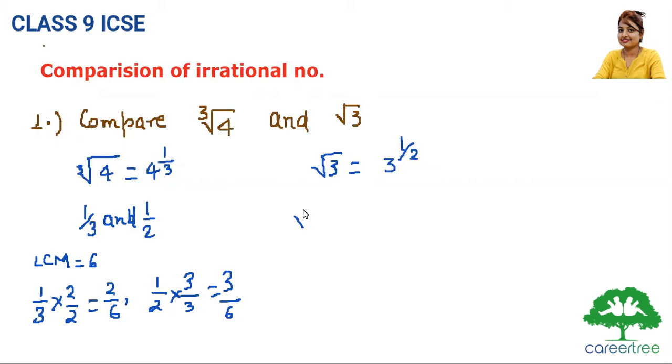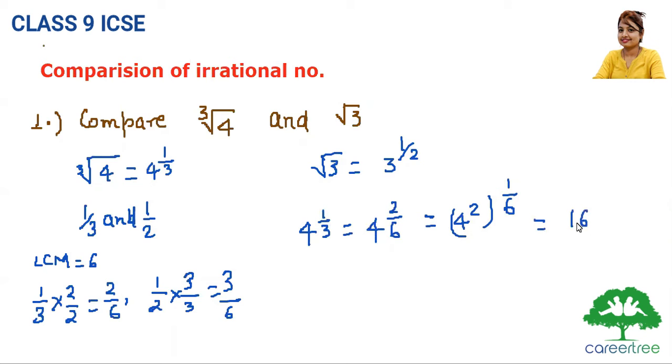So in this, 4 raised to power 1 by 3, we can write it as 4 raised to power 2 by 6, because 2 by 6 is an equivalent fraction of 1 by 3. Now this we can write as 4 squared raised to power 1 by 6. We are using the exponent law: multiple powers will be multiplied and give us the same thing. Okay, so this can be further simplified as 16 raised to power 1 by 6.